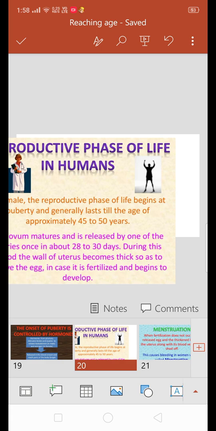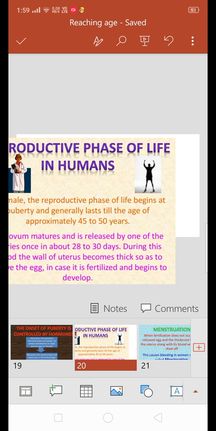Students, we are on chapter number 15, reaching the age of adolescence. Reproductive phase of life in humans. In males, the reproductive phase begins at puberty and generally lasts till the age of approximately 45 to 50 years. And in females, the ovum matures and is released by one of the ovaries once in about 28 to 30 days.